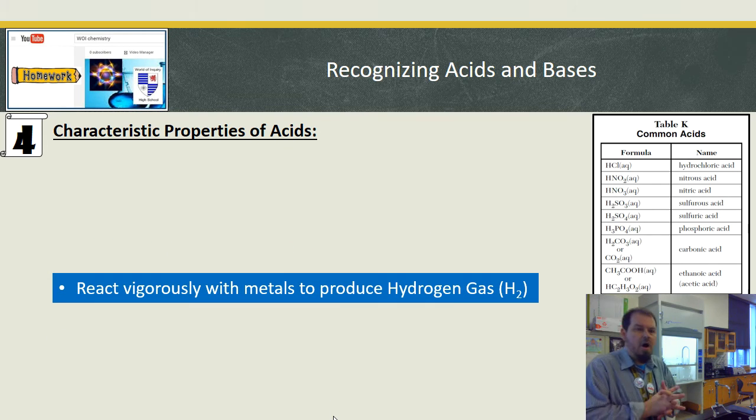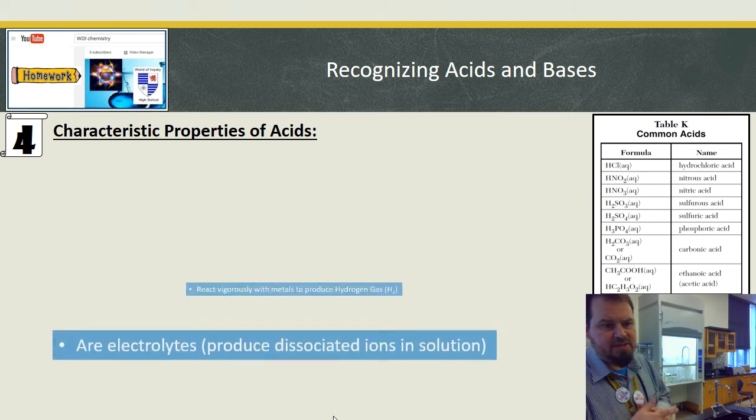Okay. Here's the big one. Let's put a star next to this one. Acids react vigorously with metals to produce hydrogen gas, H2. We're going to use that later with table J to prove if something's acidic or not.